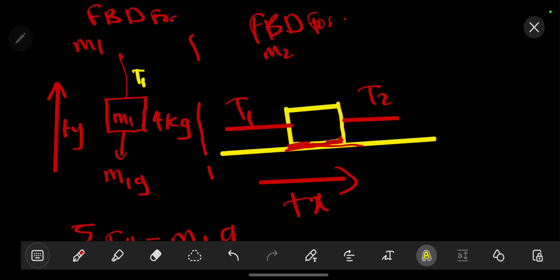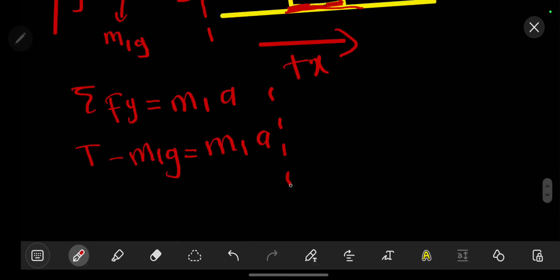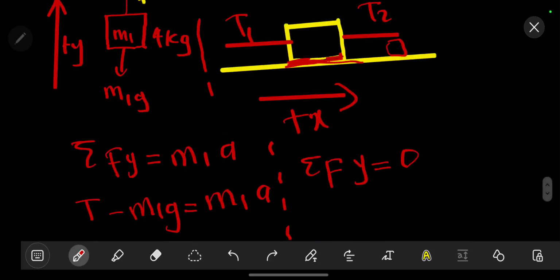So therefore, the summation of forces in the y is equal to 0. So let's begin with our summation of forces in the y direction, which is equal to 0. Remember what we had, it's not entering. In this situation, this block is not entering inside and coming out like that. So that's why the summation of forces in the y is equal to 0.